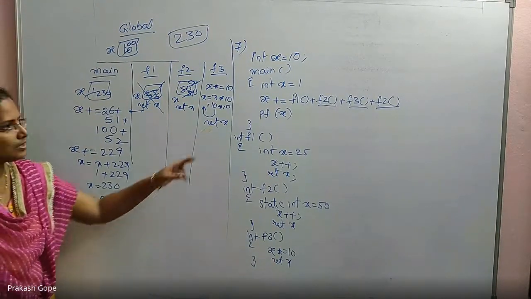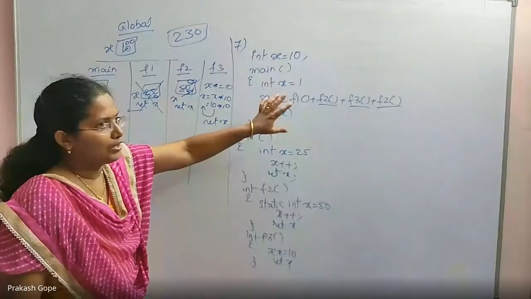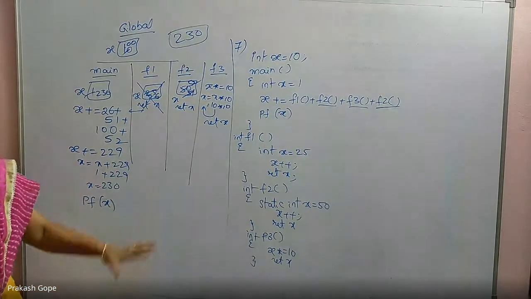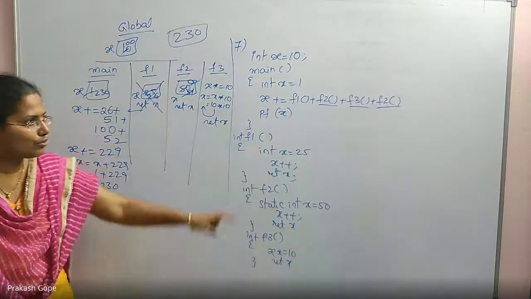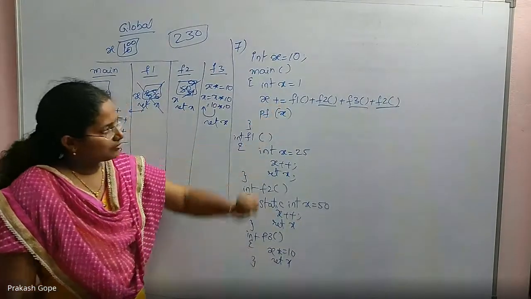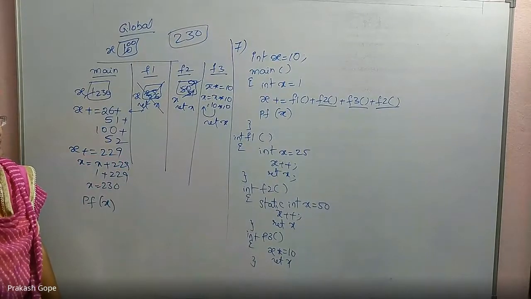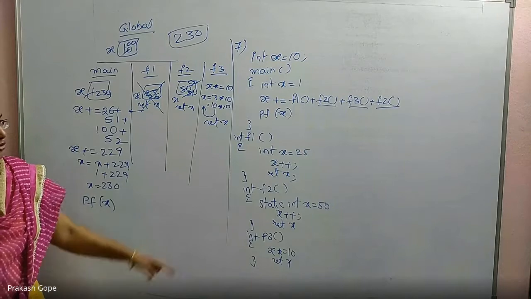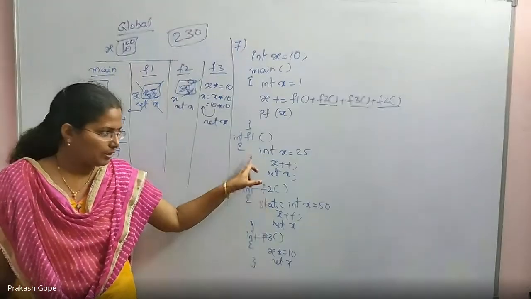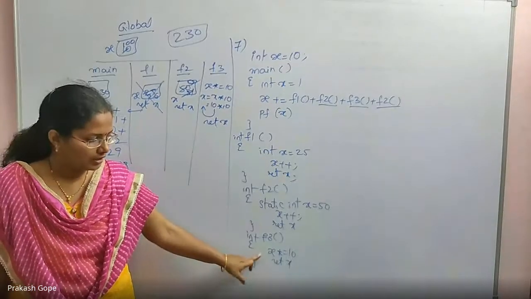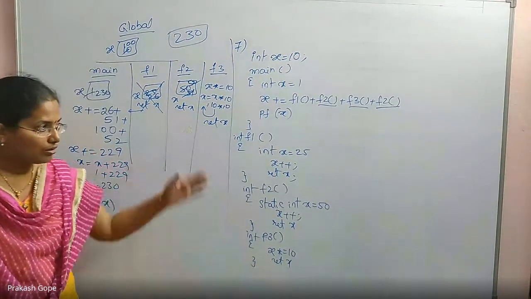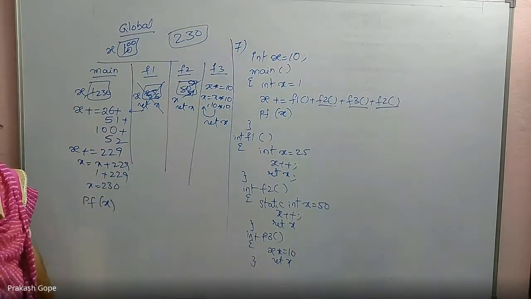So the answer is 230. If you miss this x plus equal to, you will write the answer as 229, and it's a fill in the blank question. By mistake, you will write it as 229 if you do not see this assignment. It's not x equal to, it is x plus equal to. So you need to verify how auto variables are behaving, how static variables are behaving. If there is no declaration, how do you access a variable? So all types of concepts are mixed.